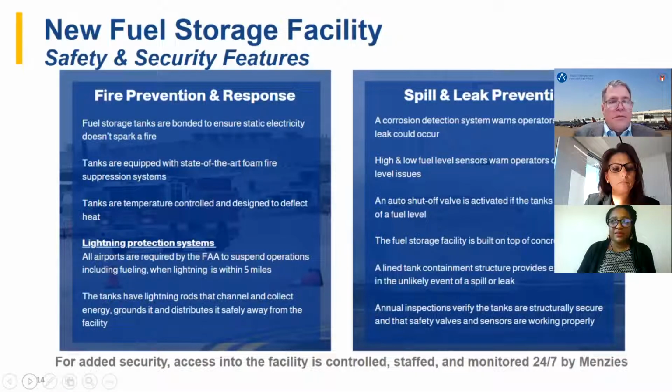Now we're going to go over the new facility safety and security features. The new site will have safety and security features to prevent and respond to fires and prevent and respond to leaks. Jet A fuel is low volatile, which is a low vapor, which means it's less likely than gasoline to combust and catch fire. You can drop a lit match into a bucket of Jet A fuel and it will not catch fire. The fuel will extinguish the match.